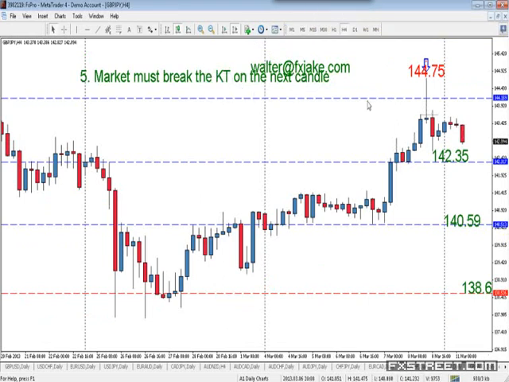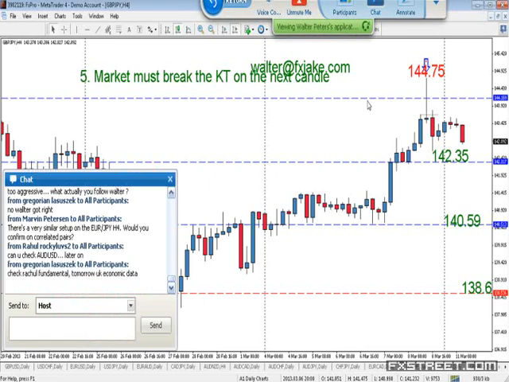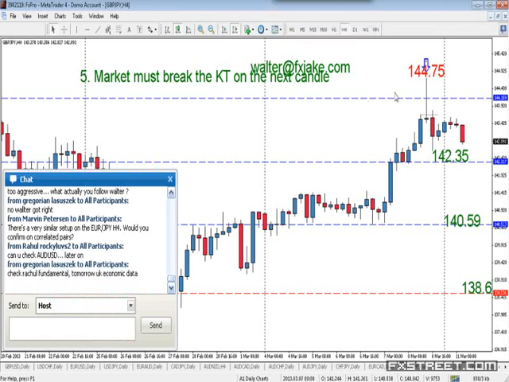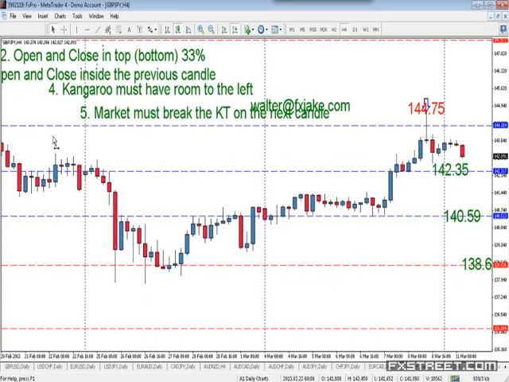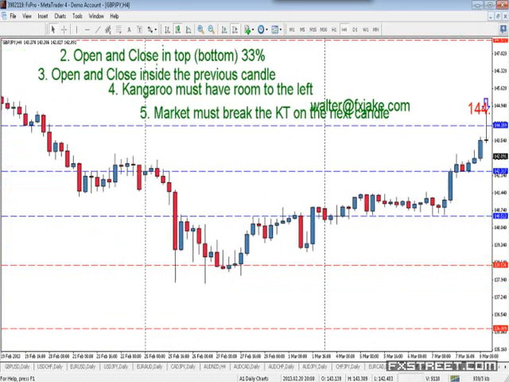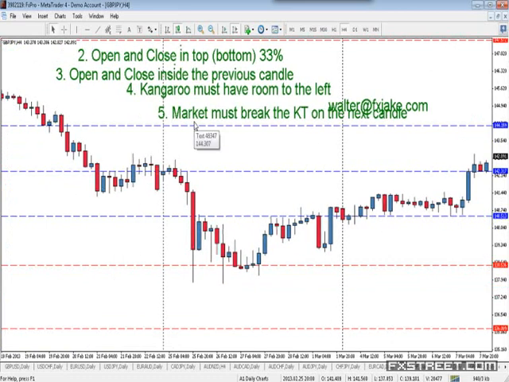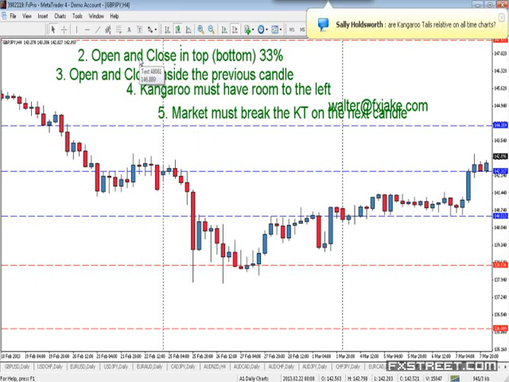Fundamentals. I tend to... Are there any questions here? There's a question. What is the difference between a kangaroo tail and a pin bar? I don't know if pin bars have all the same rules that I use, but I know people use them interchangeably, so I don't really see them as much difference. If you're talking about a pin bar, you're probably talking about a kangaroo tail, assuming, of course, that you believe that a pin bar has an open and close in the top third, that the open and close is inside the previous candle, that the kangaroo tail must have room to the left, that the market breaks on the next one, all that stuff, right?